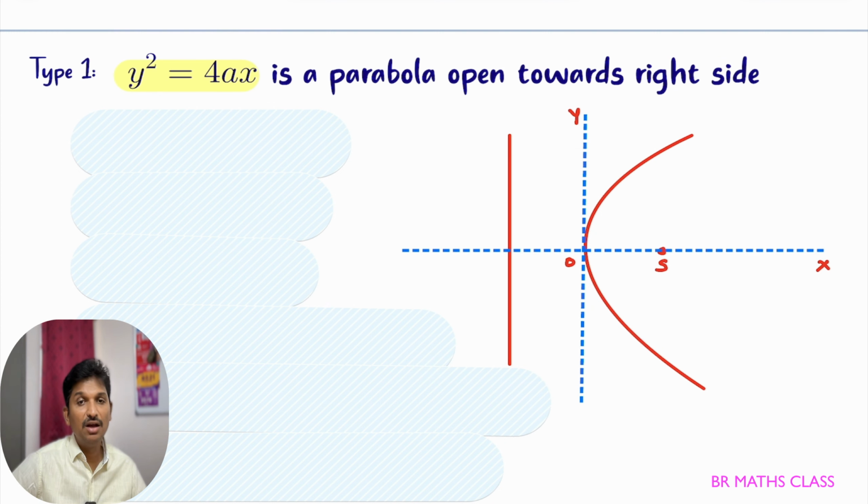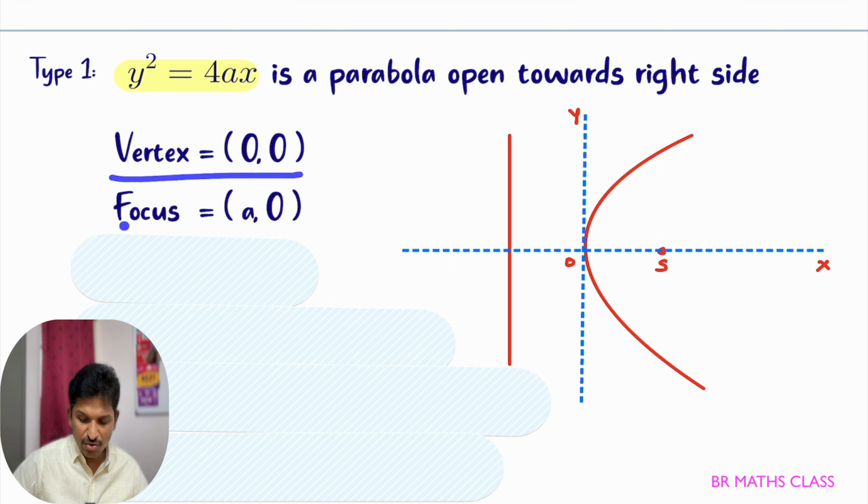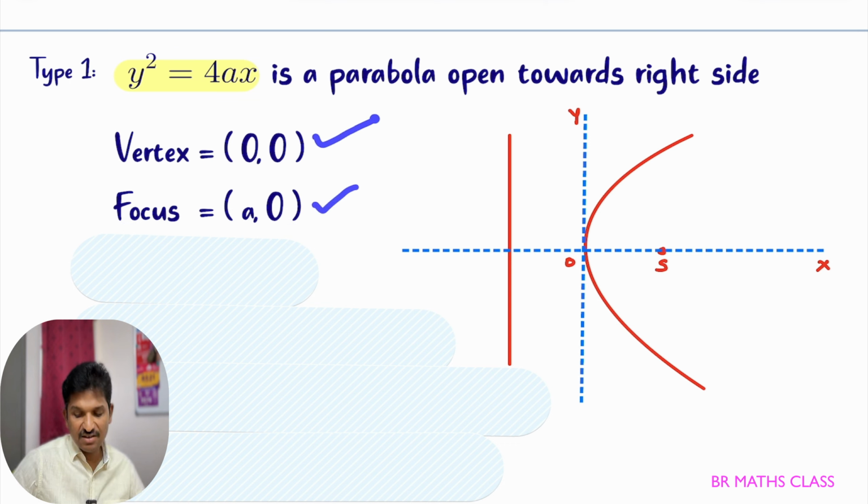Okay. Now, for this parabola, what is the vertex? You look here. This is the vertex. What is the vertex? The vertex is 0, 0. What is the focus? In the derivation, as we took this as a, the focus is a, 0. I hope you are understanding. So two formulas you already know: the focus is a, 0 and the vertex is 0, 0.